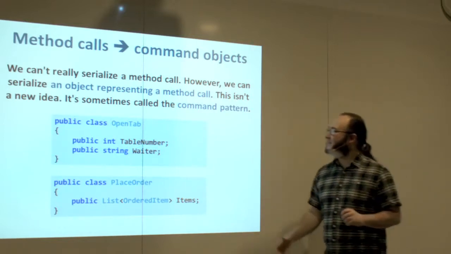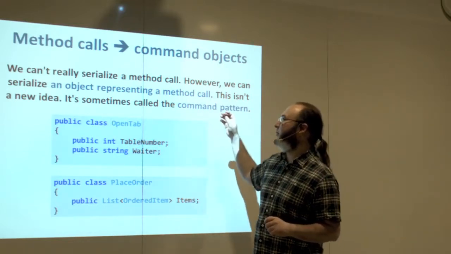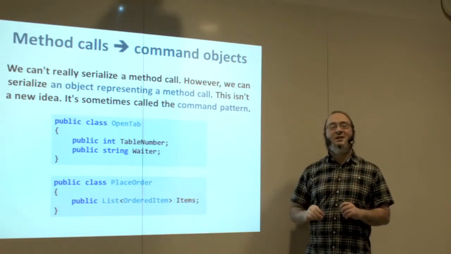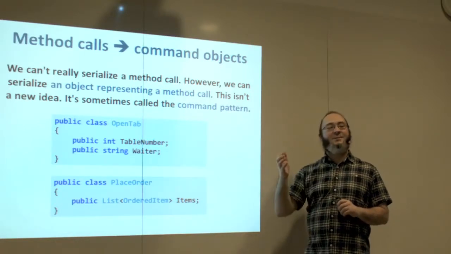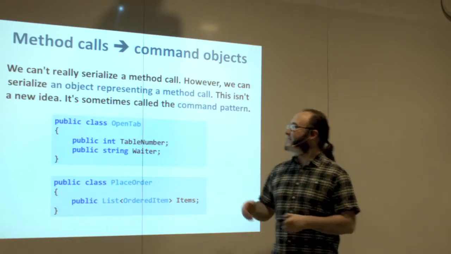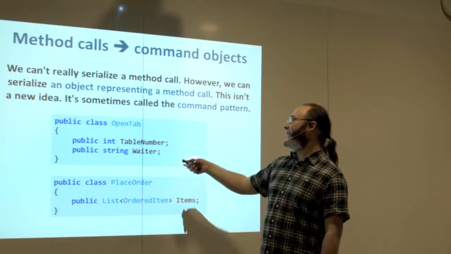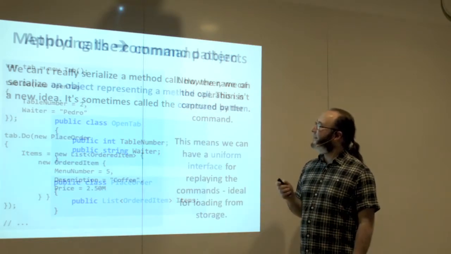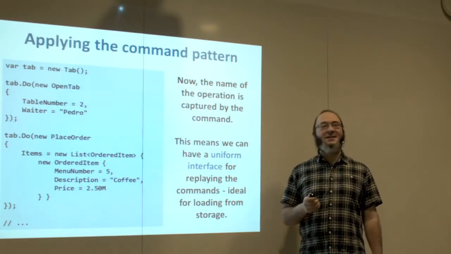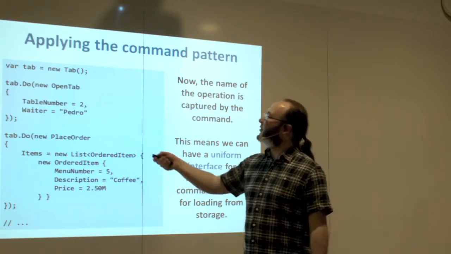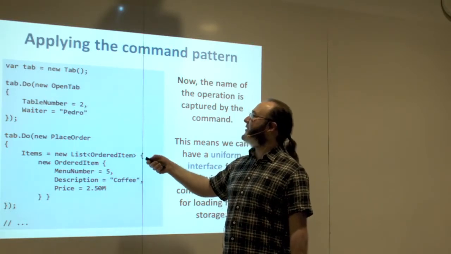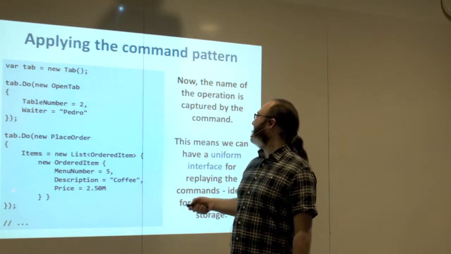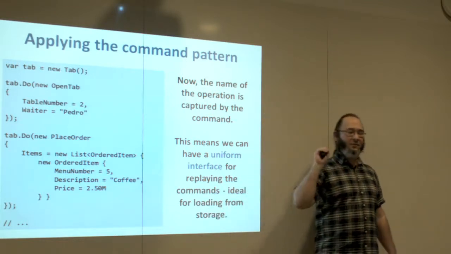You look at it and you say, well, we can't persist a method call, but I can make an object representing a method call. That's the command pattern. So the method name becomes the class name and the parameters become fields. And then we get a uniform interface for applying them. So we just have a do method where we give it the command object. That makes it very easy to just play these back.